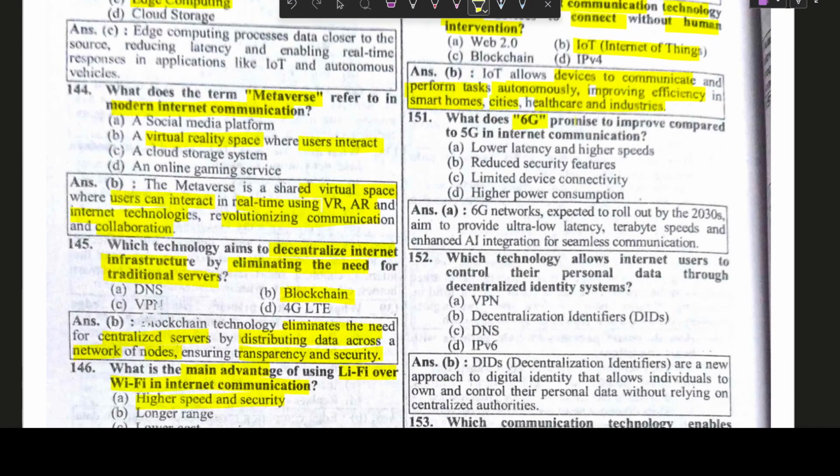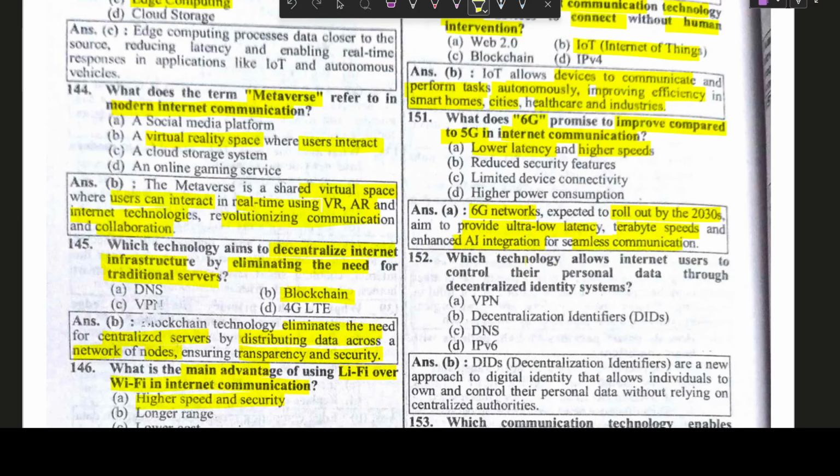What does 6G promise to improve compared to 5G in internet communication? So it's lower latency and high speed. The 6G network is expected to roll out by 2030. It aims to provide ultra low latency, terabit speed, and enhanced AI integration for seamless communications.